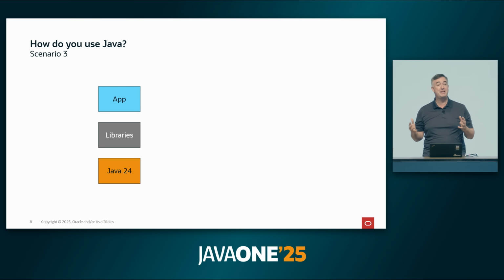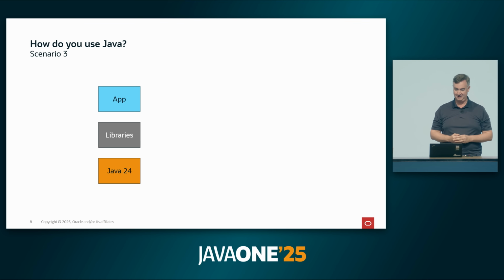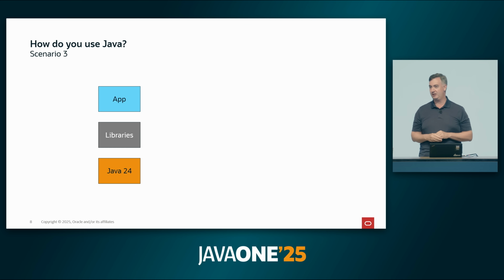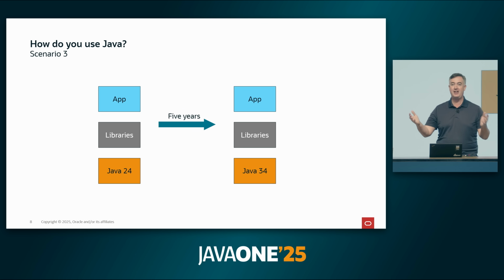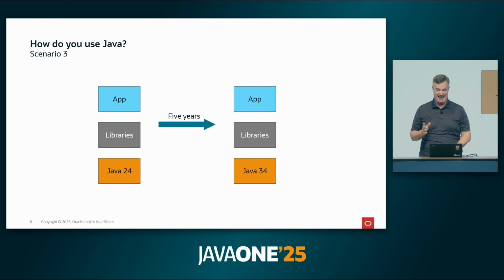And finally, some people are running the latest Java release. Java 24 was released today, and it's production ready. If you liked Java 23 last week, you'll love Java 24 this week. 5 years from now, you will be running Java 34. Please raise your hand if this is you. Excellent. Lots of hands. Some hands.